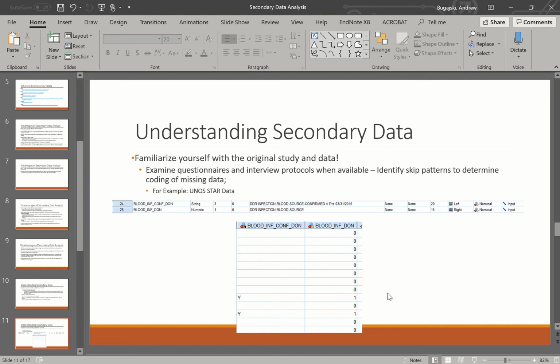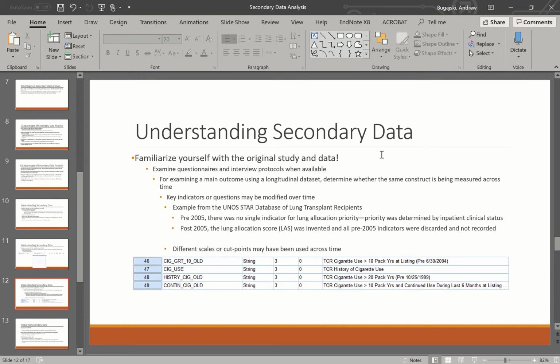So this just shows you, if you were concerned about the donor's blood having an infection in it, you would have to go and figure this out. You'd have to do some investigative work. How was this collected? There's a time here. What is it coded as? You obviously do statistics on numbers, not letters. So I hope that kind of roundabout, probably 5-minute example made sense. Another example of familiarizing yourself with original study data.